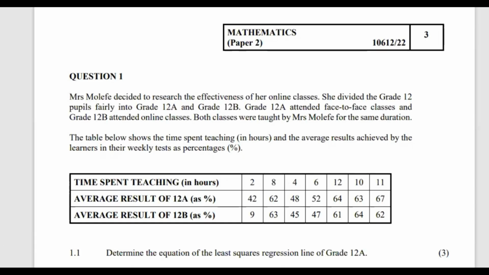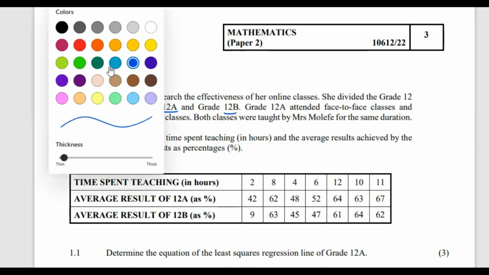Paper 2, it's usually statistics. And they're telling us that Miss Murphy decided to research the effectiveness of her online classes. And then she divided the 12 pupils fairly into 12A and 12B. So 12A attended face-to-face classes, and then 12B attended the online classes. Then both classes were taught by the same person over the same period of time.